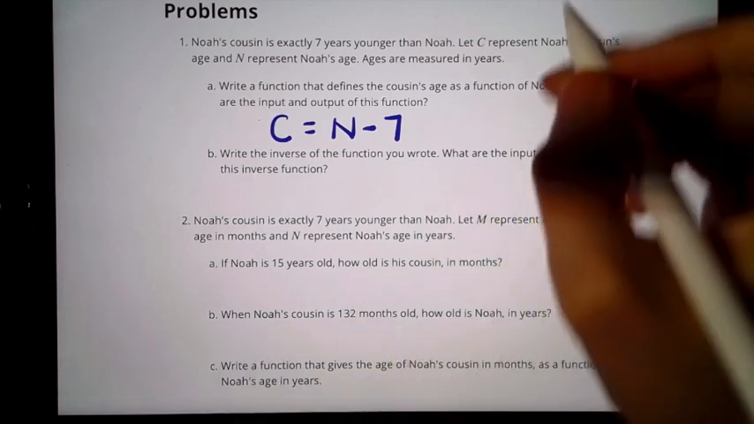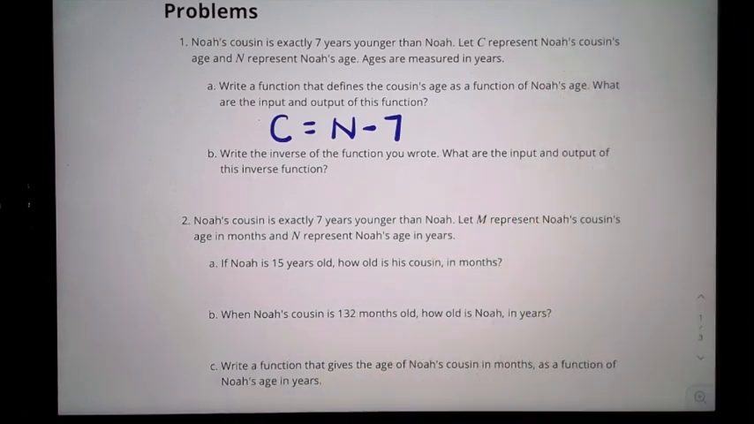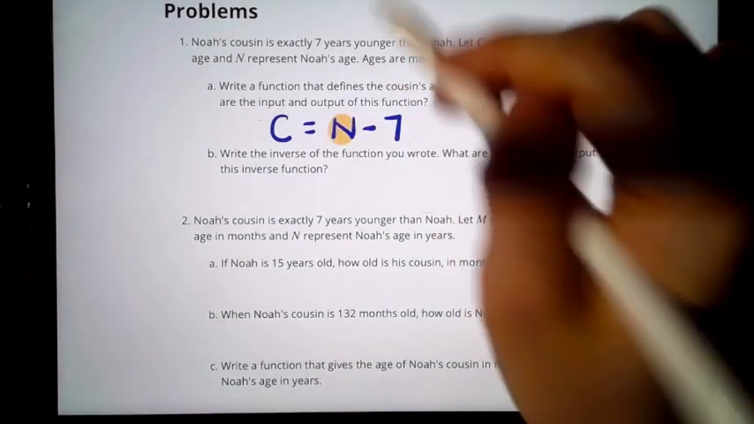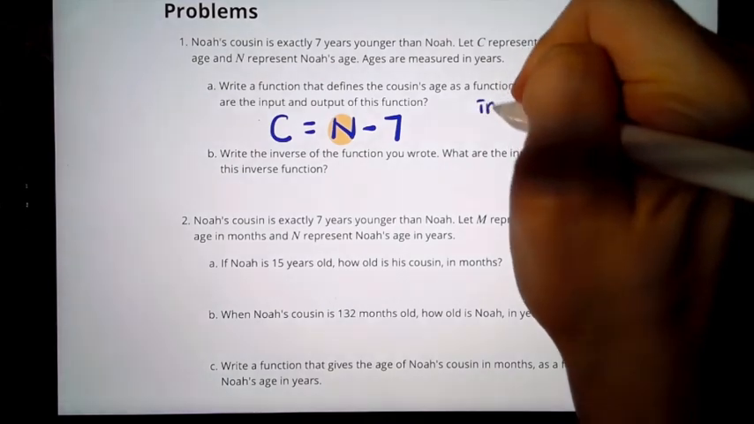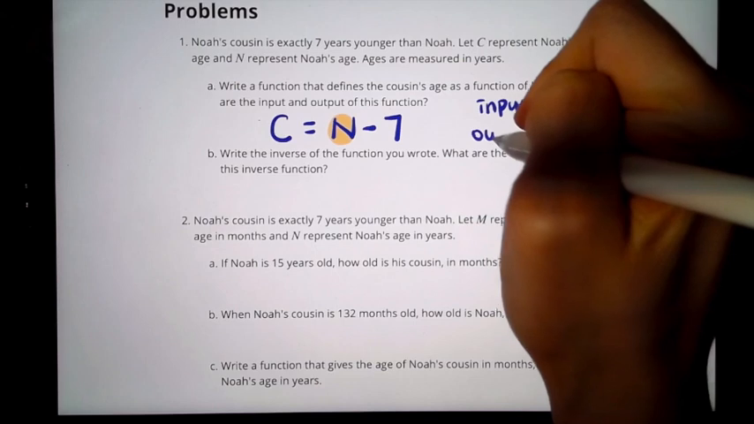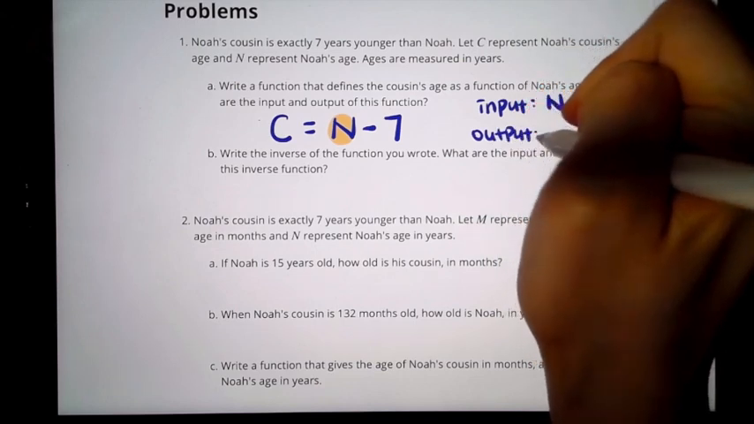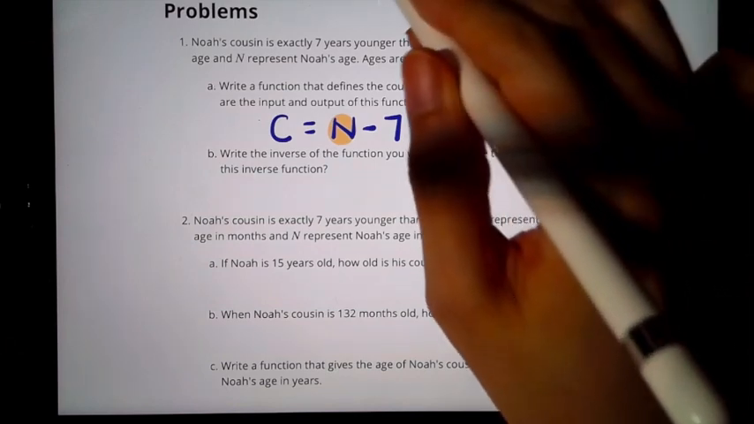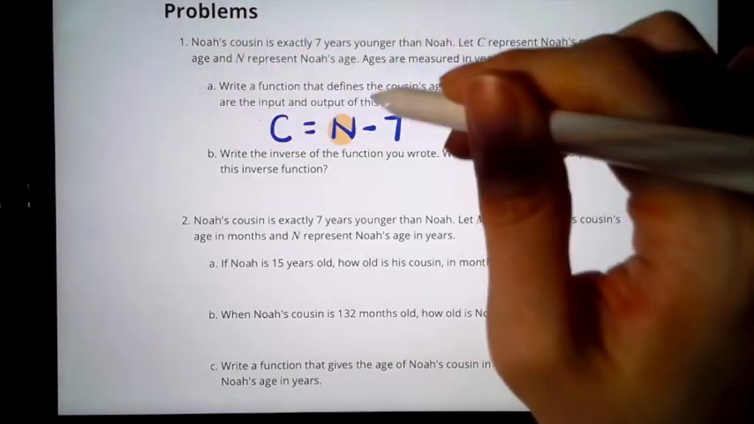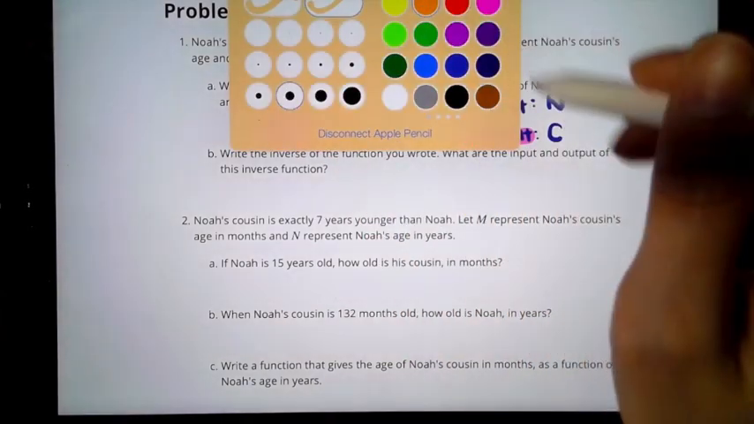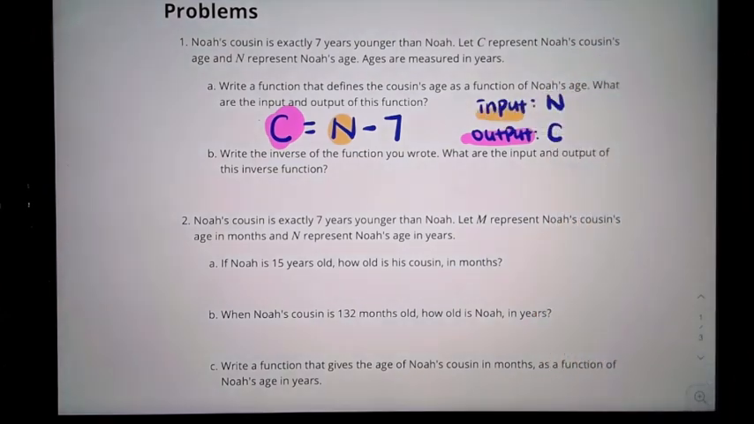So in this case, what's my input? My input will be N. So N is my input, and my output is C, the cousin's age. My input is Noah's age, that's my input, right? So that's my output, and that's my input, okay?